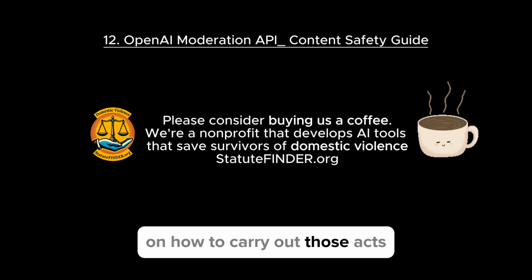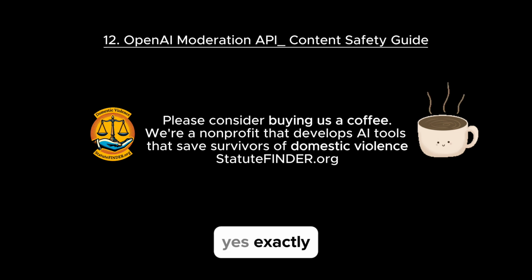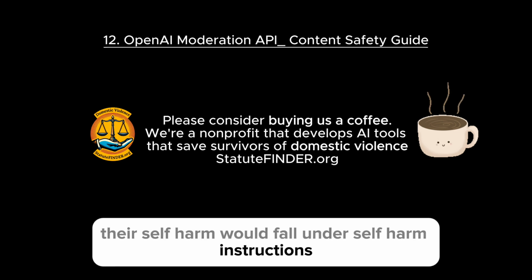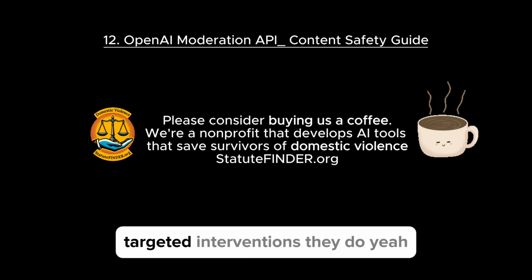On how to carry out those acts. So like a website providing dangerous tips or self-harm would fall under self-harm instructions. Exactly. Seems like those subcategories allow for more targeted interventions.